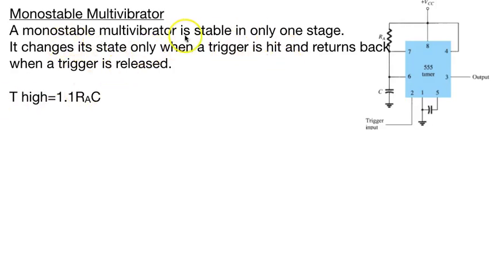The monostable multivibrator is stage 1, and it changes its state only when a trigger is hit and returns back when the trigger is released. T high is 1 point RA/RC. It could be just like a trigger for this particular time T. It was high. That could be a monostable vibrator.